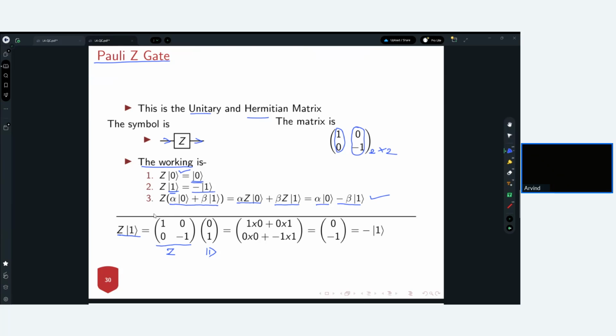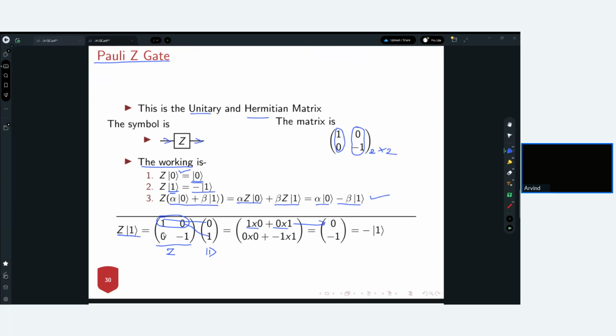And let us do the multiplication of these two matrices. 1 0 is the first row, and this is the column. 1 multiplied by 0 becomes 0, and 0 multiplied by 1 becomes 0. So these are the two terms, and the addition of these terms is 0.